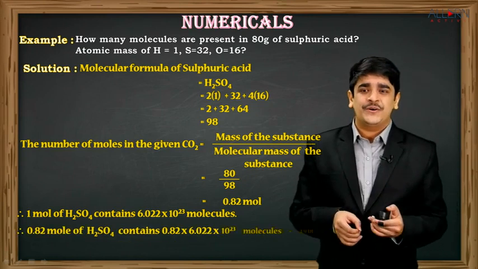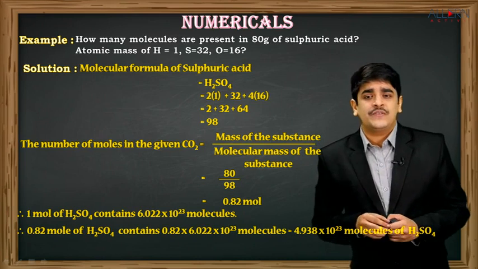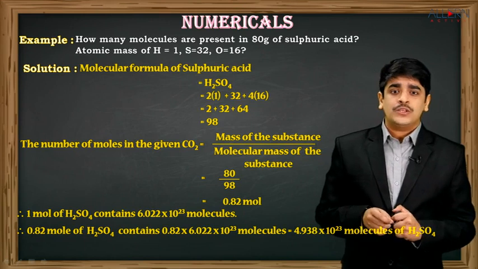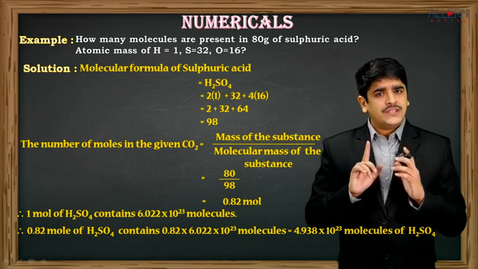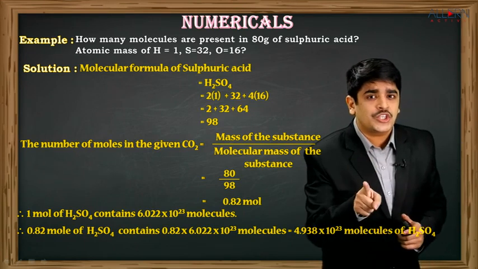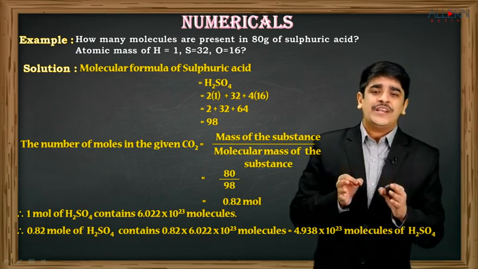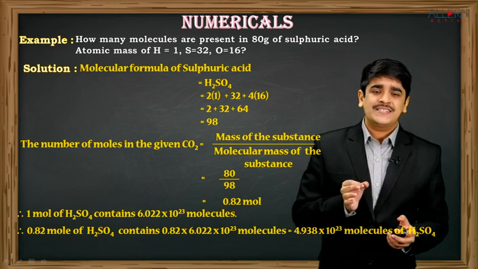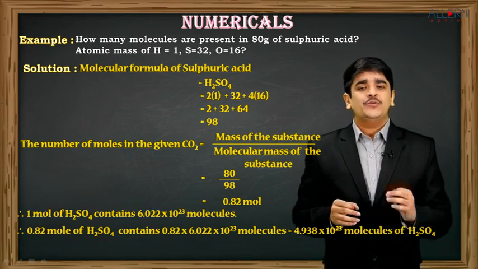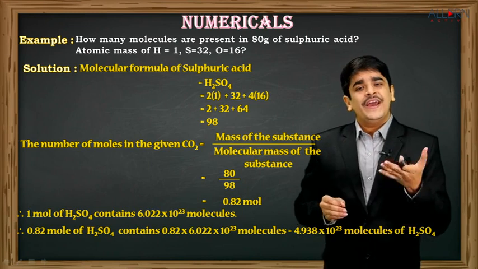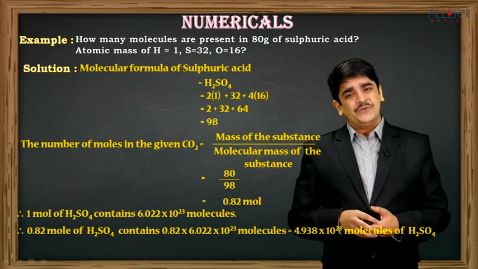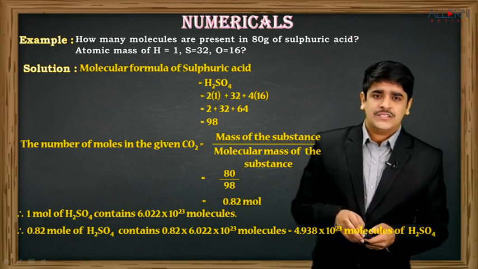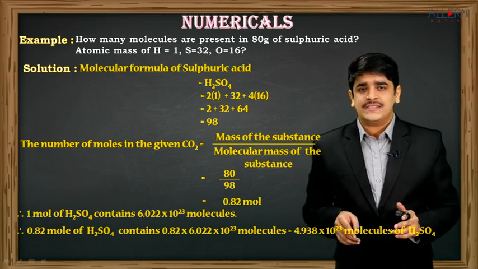Come on, let's do it together. So, 0.82 moles of sulfuric acid contains 0.82 into 6.022 into 10 raised to 23 molecules. What part of this number did I not tell you to touch? Correct. We don't have to touch 10 raised to 23. So, what do we do? Just multiply 0.82 and 6.022. Multiply them together, you get 4.938 into 10 raised to 23 molecules of sulfuric acid. As simple as that. I hope your understanding is getting better.